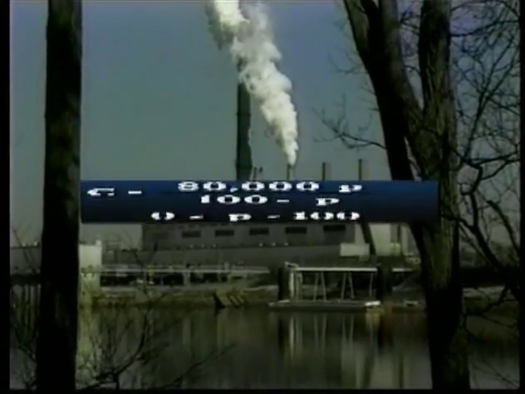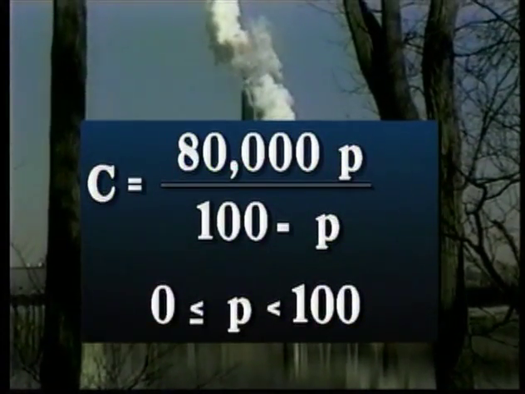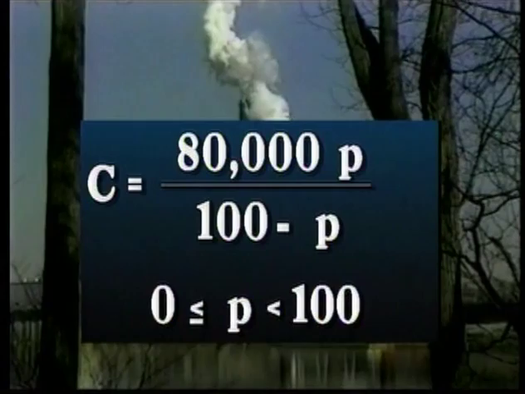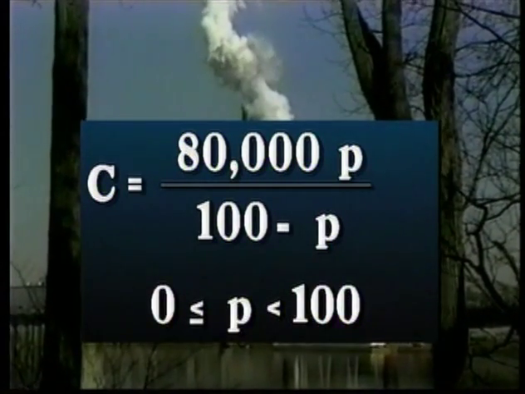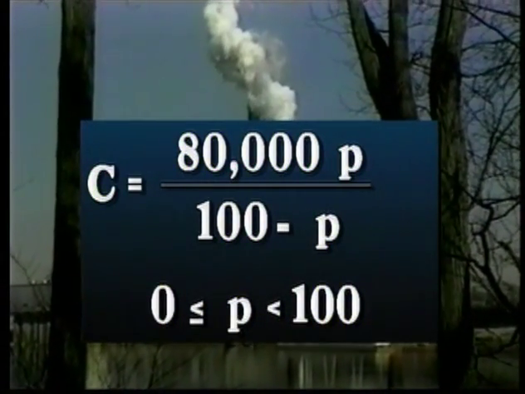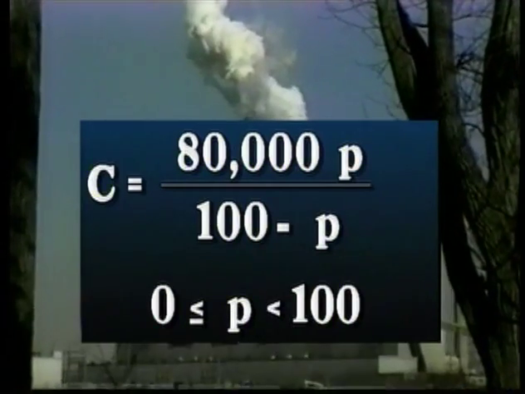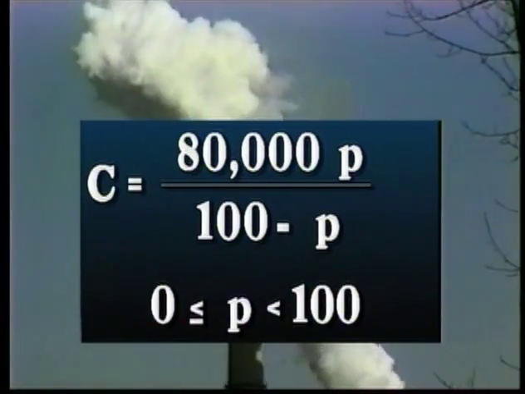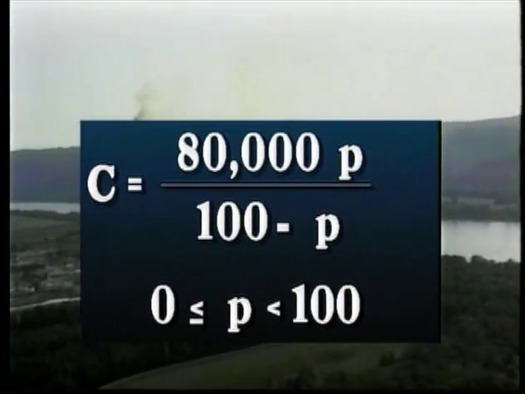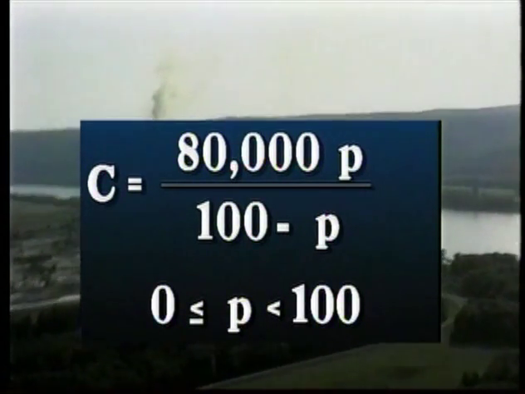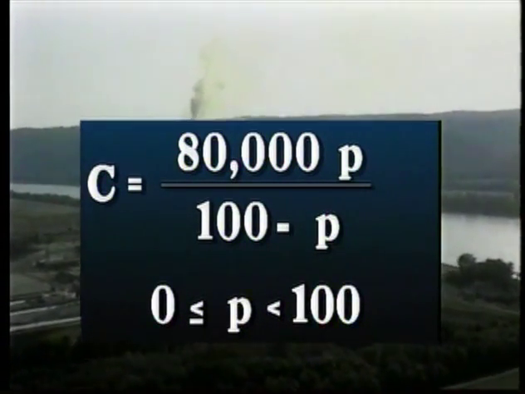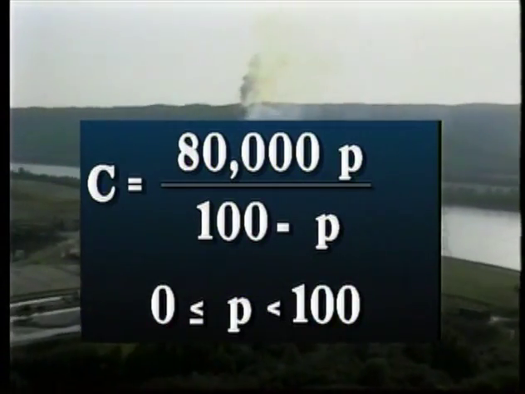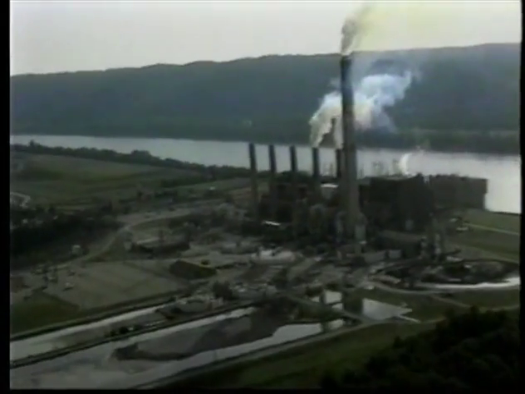Suppose that the cost C of removing P percent of the smokestack pollutants is given by this equation. C equals 80,000 P over 100 minus P, where P is a number between 0 and 100, and it can't be 100. You see, P cannot take on the value of 100 because the denominator would become 0, and therefore the equation undefined. All right, let us sketch the graph of this function.